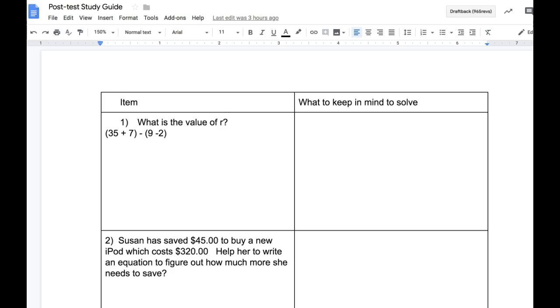Okay, so here's the first one. And I'm sure some of you already realized, where's R? So write this on your first item. What is the value of R? You've got two terms in a parentheses, a subtraction, and two more terms in a parentheses.